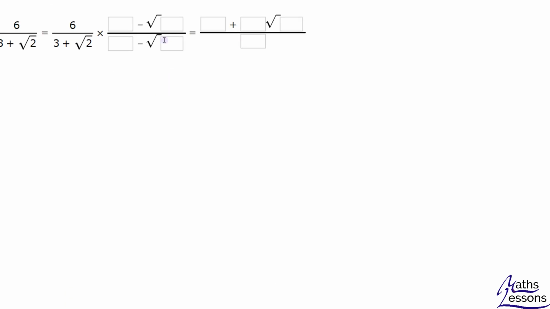Alright, this one is a bit more tricky. Again, we're going to rationalize the denominator. So you've got to times top and bottom by something to get rid of all the square roots on the bottom. I'm going to give you a bit longer on this one. I'll give you 60 seconds to have a go at this.